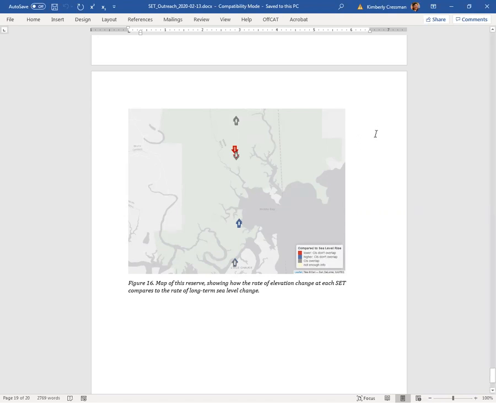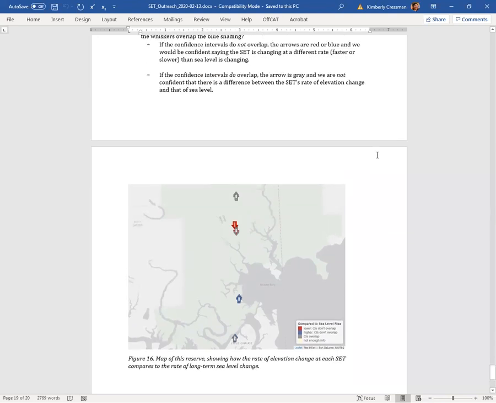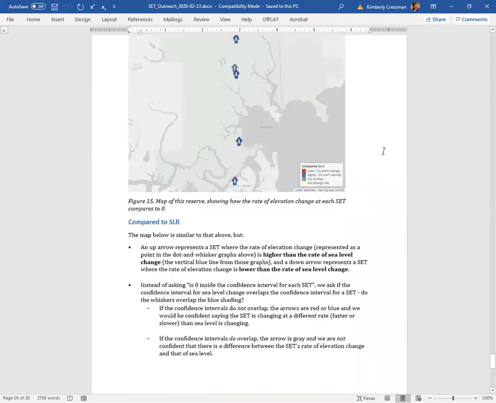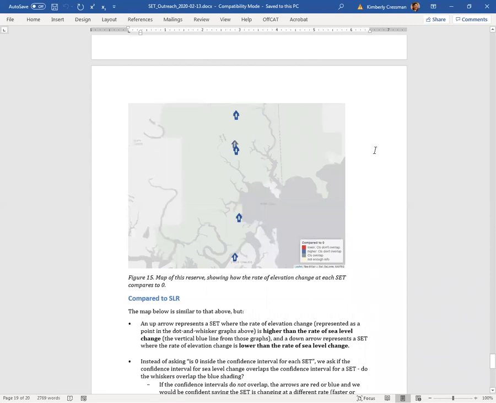It can take a little bit of time to wrap your head around, but it can also be a really nice visualization of what's happening. And I have a slide about that in a little bit. The other map that's in here is just comparing the rate of change to 0. Are the sets actually gaining elevation? Which at our site they mostly are, and mostly we're very confident that they are.